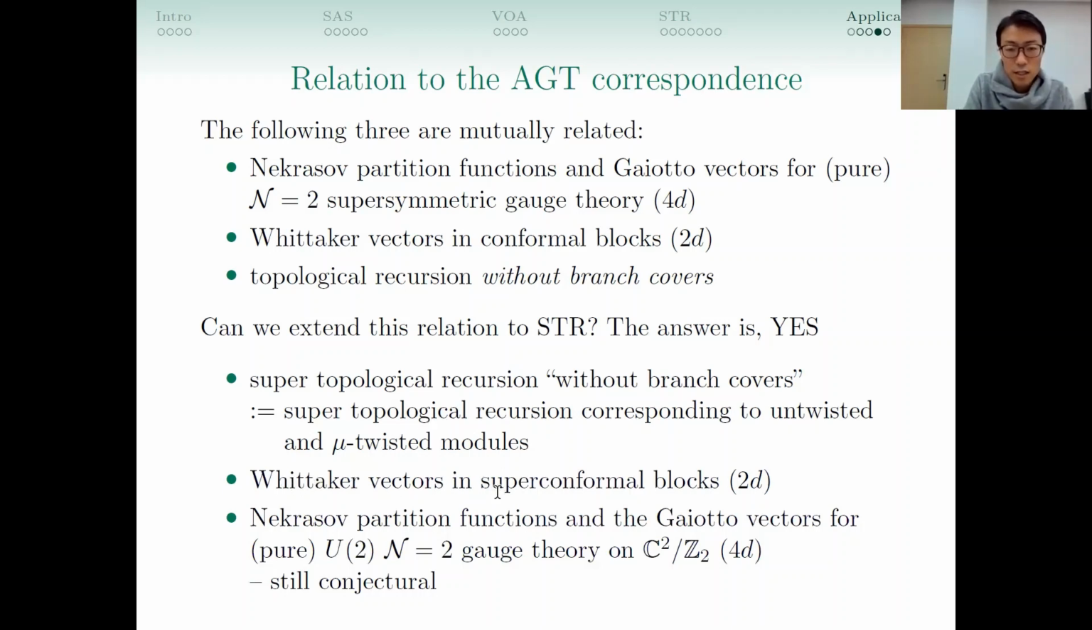Whittaker vector is known to compute the partition function of U(2) theory on C^2 mod Z_2. And this is still conjectural. So I am hoping that maybe this new structure of recursion helps to prove this conjecture between the 2-dimensional superconformal blocks and 4-dimensional gauge theory on the orbifold.